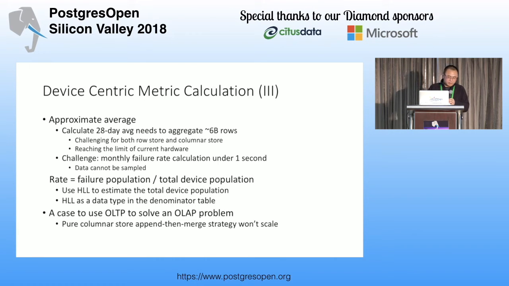I also want to call this a use case of using an OLTP solution to solve an OLAP problem. From my column store experience, with column store, because segments are immutable, you can pre-aggregate those HyperLogLog structures into segments. But since you cannot do updates, you still need to pay the cost of query time merging. So I would say that a pure column store-based solution would not meet this one second requirement.